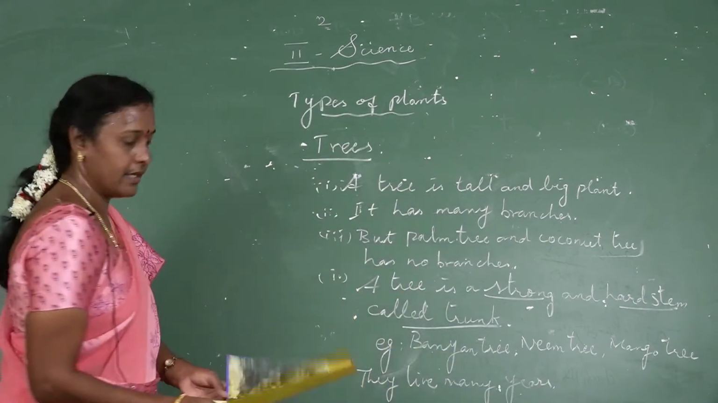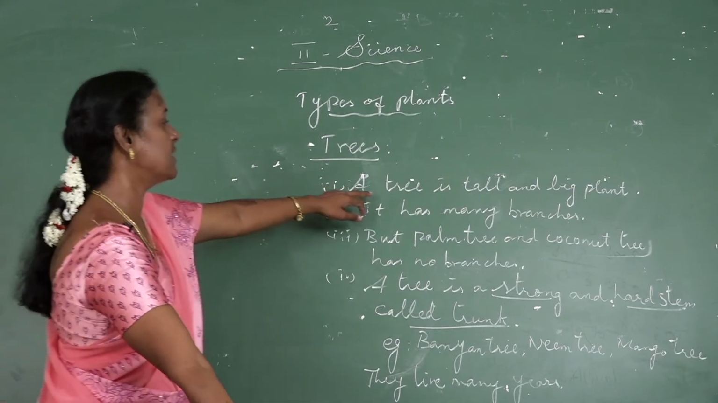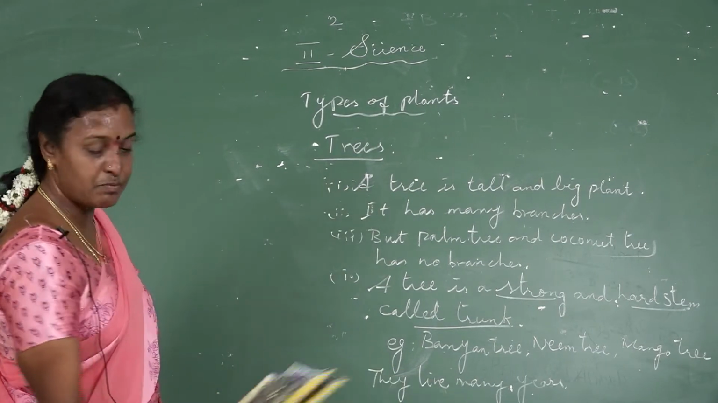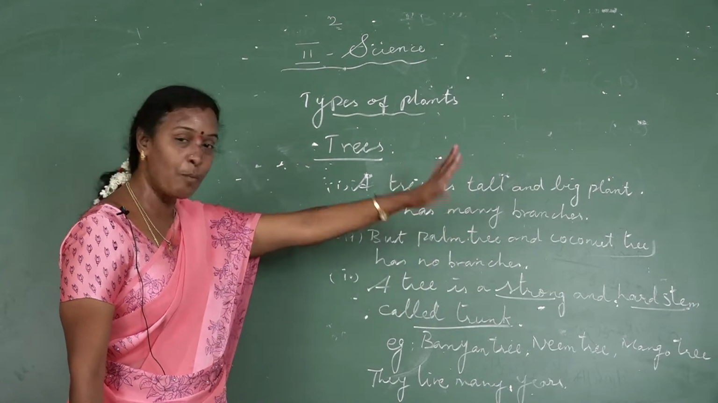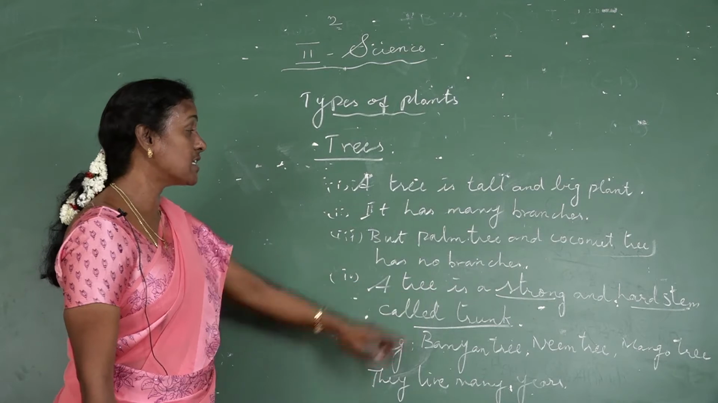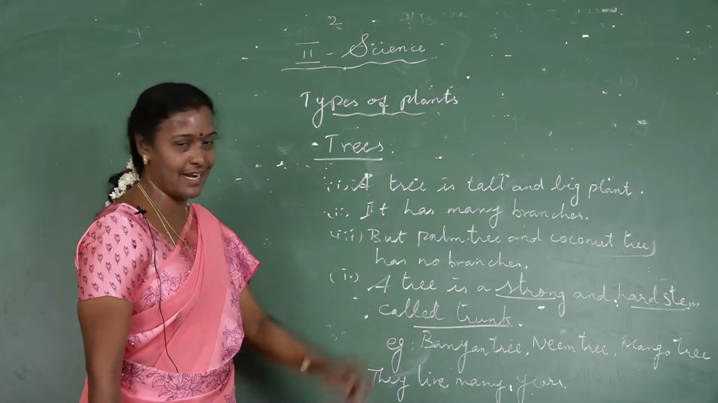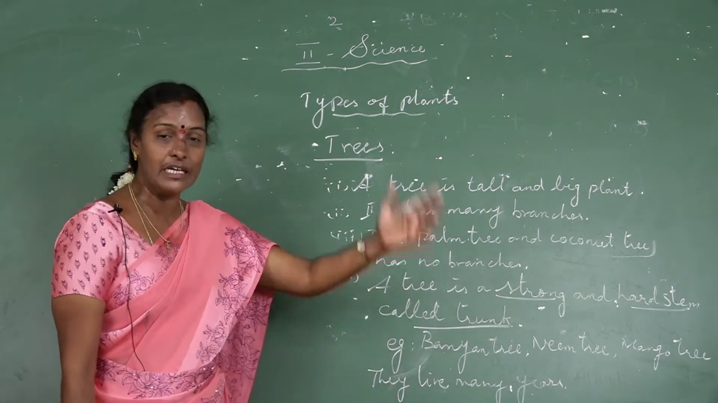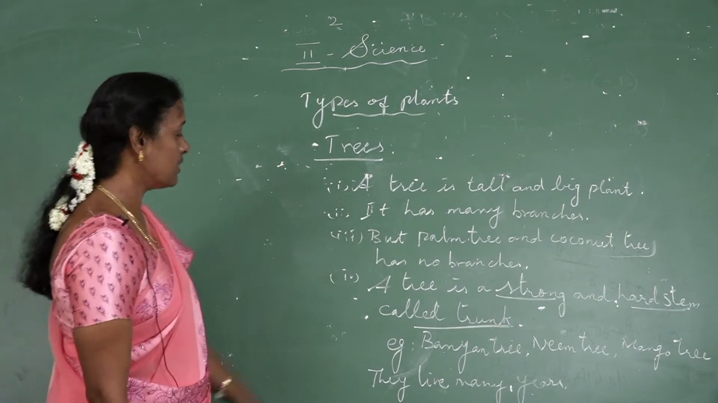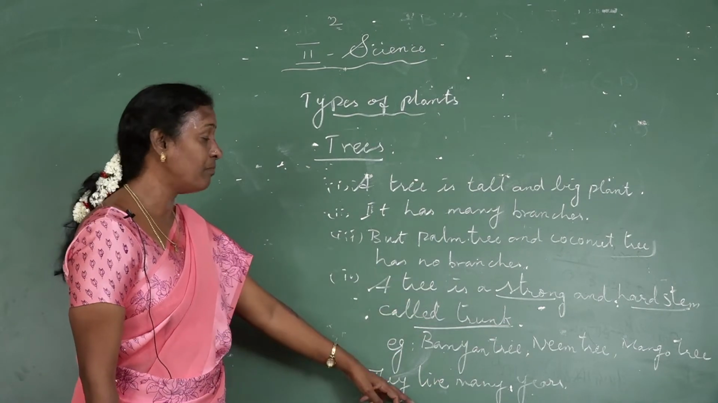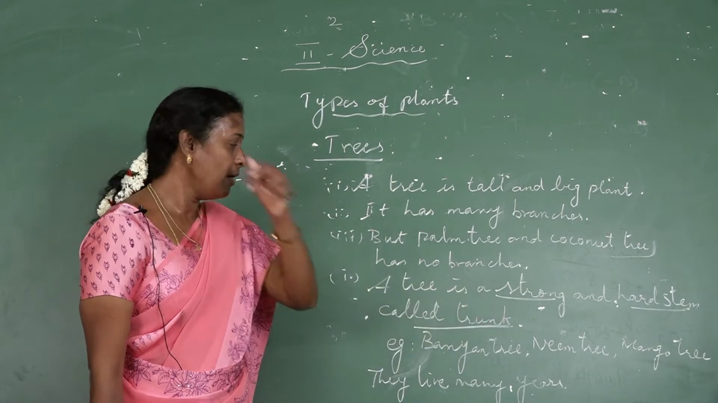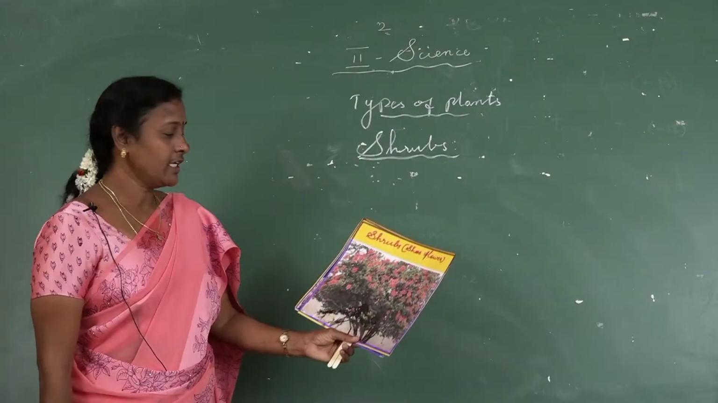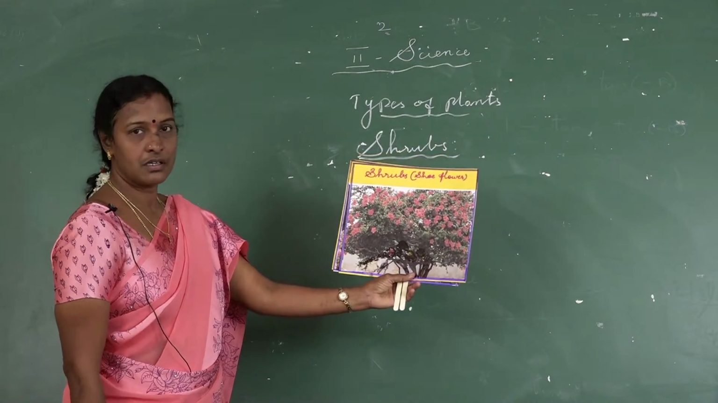See, what is a tree? A tree is a tall and big plant. It has many branches, but palm tree and coconut tree have no branches. A tree has a strong and hard stem called the trunk. They live many years. Compared to all the plants, trees live many years. Examples: banyan tree, neem tree and mango tree. Okay, children. Next, we will go to the shrubs.